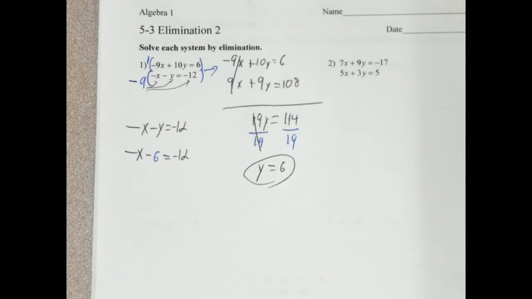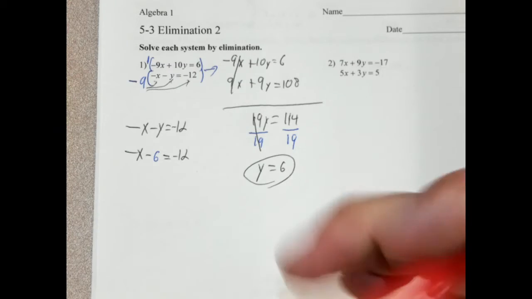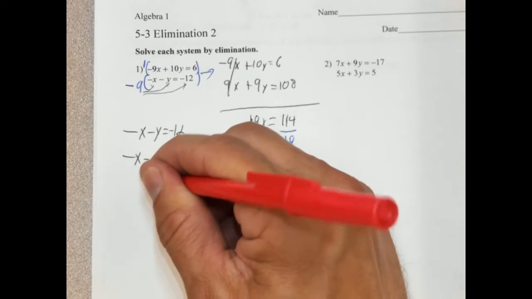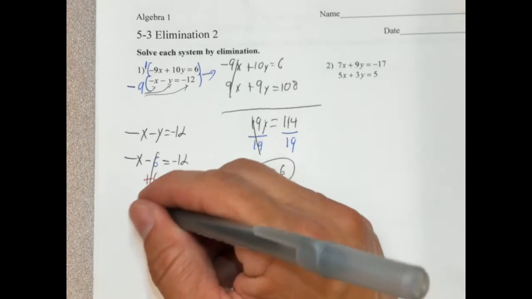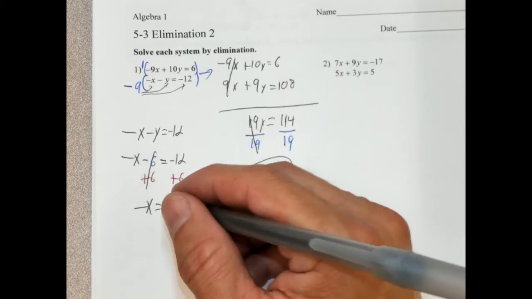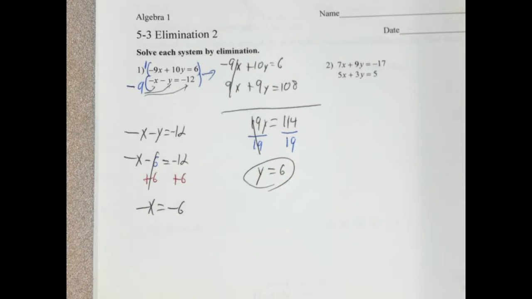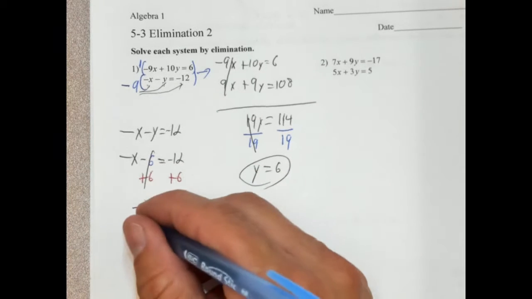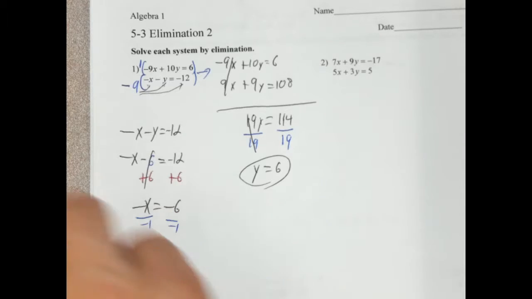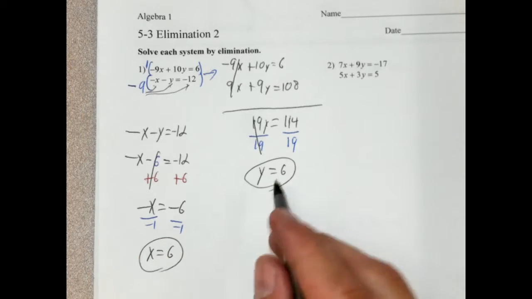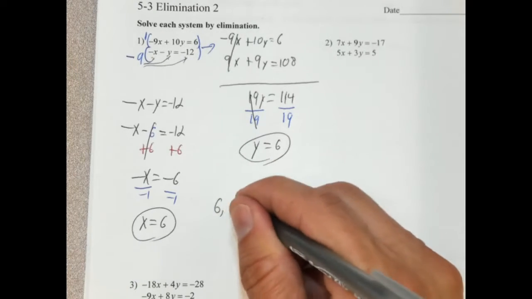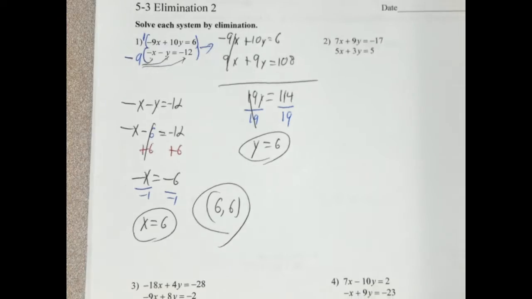Now we're going to get x by itself. So let's add 6 to both sides. That's our constant. And those cancel, so we have negative x equals negative 12 plus 6 is negative 6. We want this to be positive x, so we're going to divide both sides by negative 1. And negative 6 divided by negative 1 would be positive 6. So it'd be 6 comma 6. All right, cool. Let's try the bottom one.